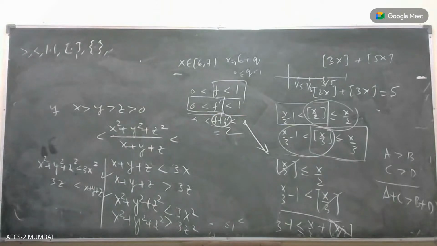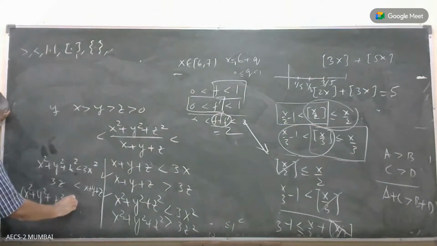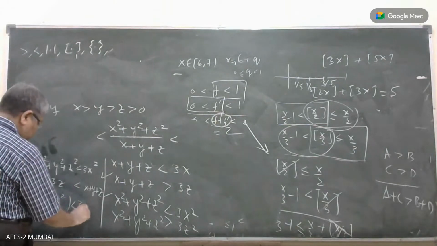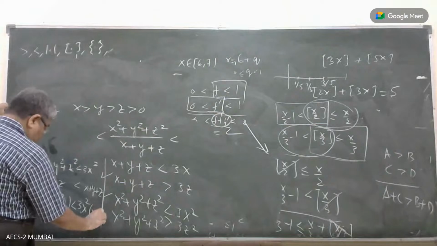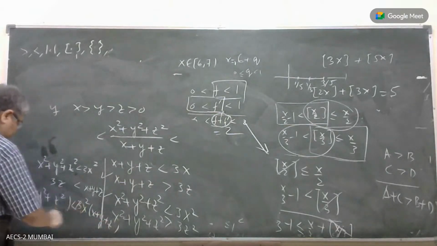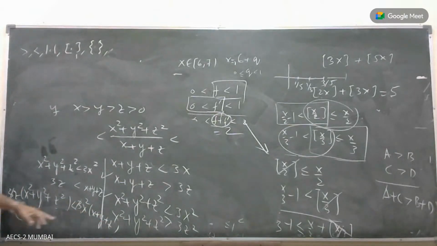Now multiply. Why can you multiply? Because all of them are positive. So if you multiply, this will be what? And this will be correct. And 3 cancel. Now what? You want this line? You can bring it here. The positive quantity, the sign of the inequality will not change, and you can bring it here. So what are you getting?